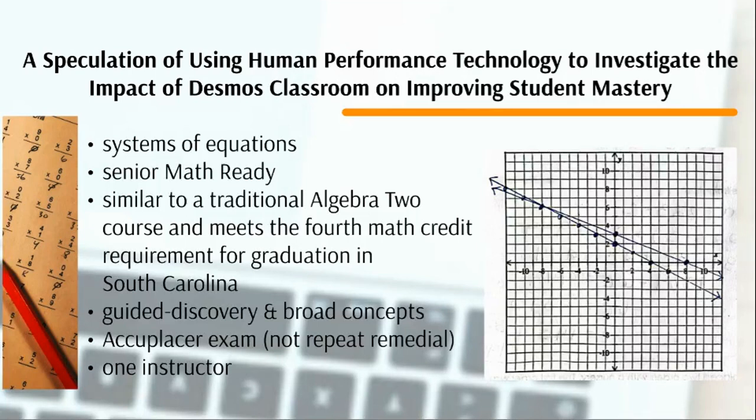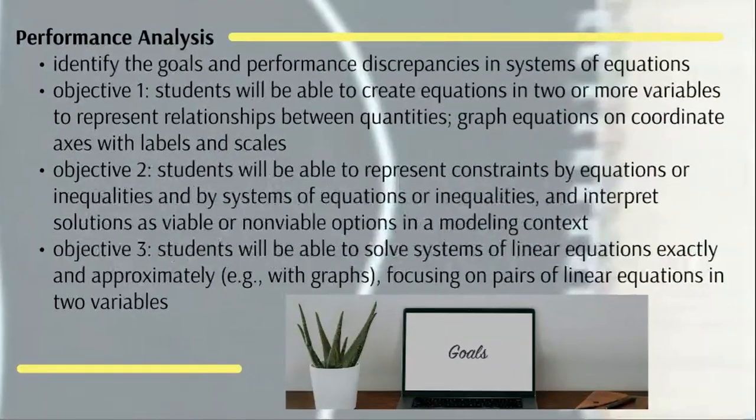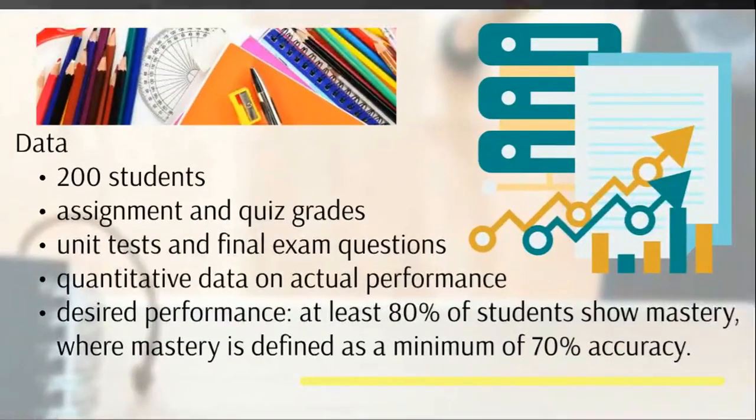Only one instructor teaches this course at the school. The performance analysis will identify the goals and performance discrepancies in the Systems of Equations unit in the Math Ready course. The learning goals include 3 measurable objectives. Data from the previous year of roughly 200 students will be analyzed to measure the actual performance. Assignment and quiz grades are available to analyze and could determine which sections of the unit are problematic. All unit tests and final exams are in the instructor's possession, and particular questions that address the specific objectives can be tallied to give quantitative data on actual performance.